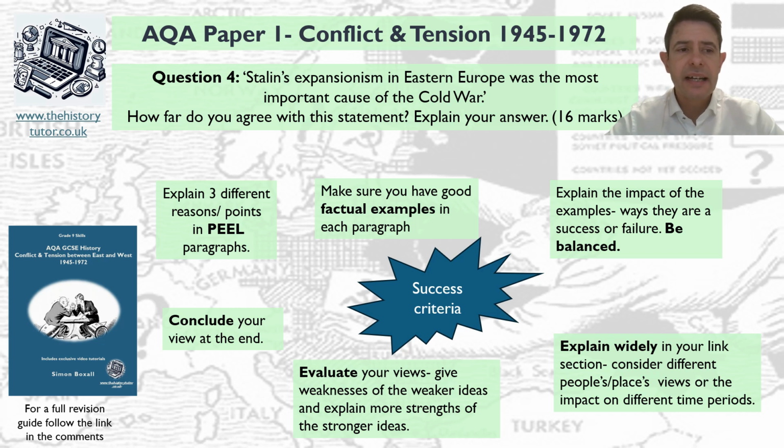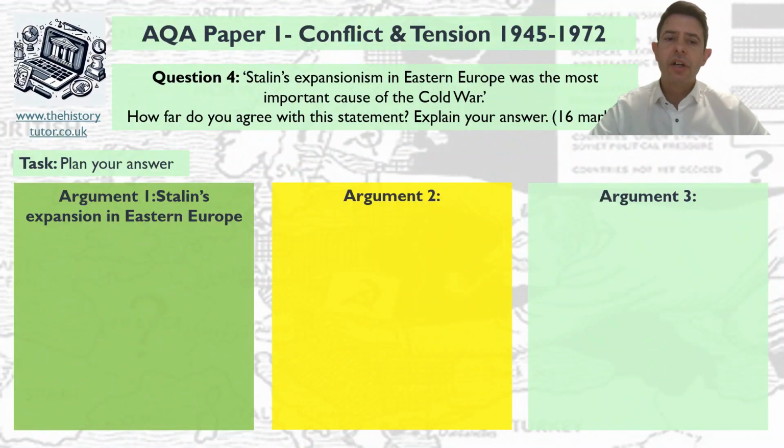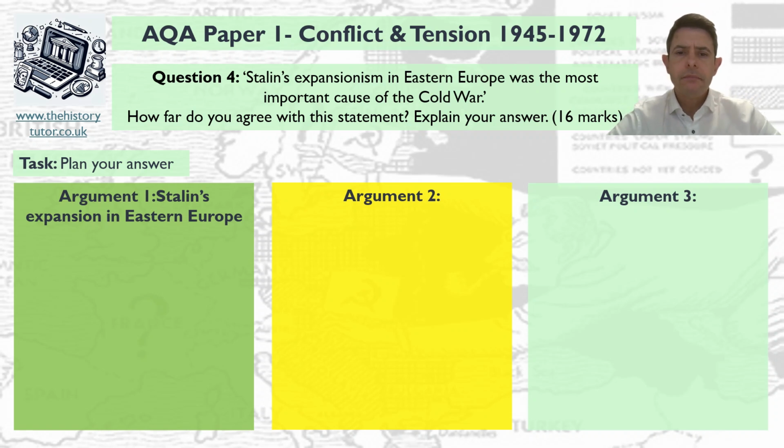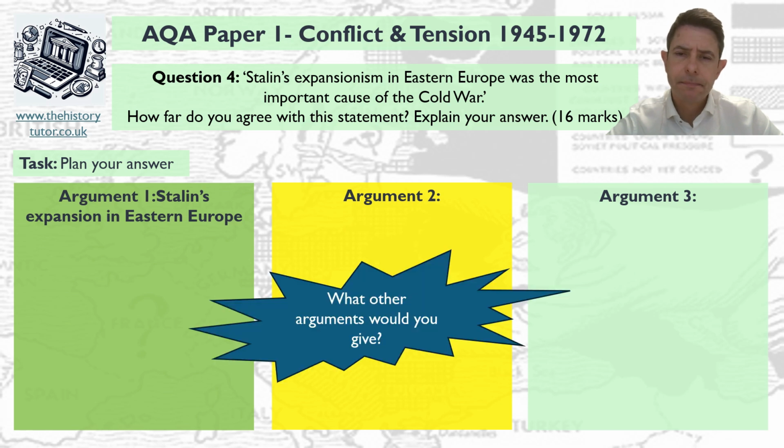Okay, so let's plan this answer now. Your next task is to come up with the different arguments. Think about what you would put for the different argument headings. We've got Stalin's expansion in Eastern Europe. What would you put for argument 2 and argument 3 as your other two paragraphs? Have a think. Look through the pages of the textbook and revision guide. What would you put? Pause and have a think about it.